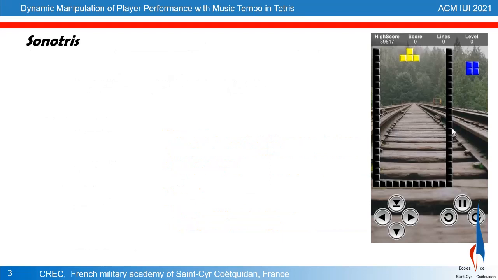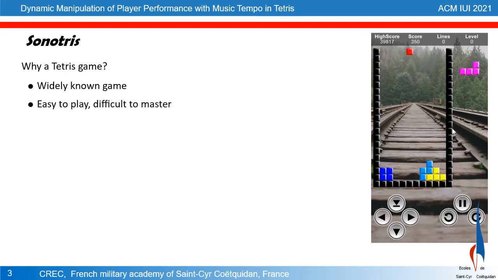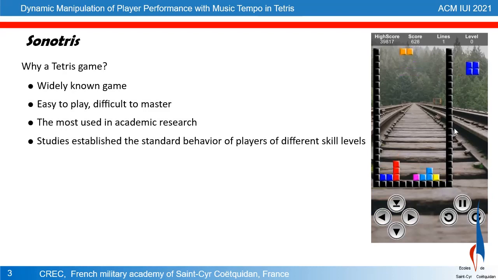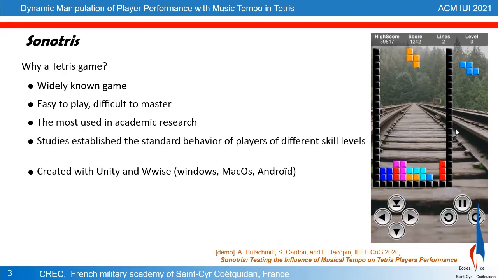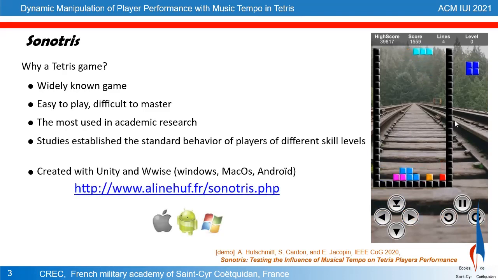For our experiments, we chose to implement a game of Tetris named Tetris. Tetris is widely known. It is easy to play but hard to master, and previous studies give us information on performance metrics and standard behavior of players. We use the Unity game engine and the WISE professional sound engine to develop dynamic music which can be very precisely synchronized with the gameplay. Tetris is available on Windows, macOS and Android. You can test the application online at this address.